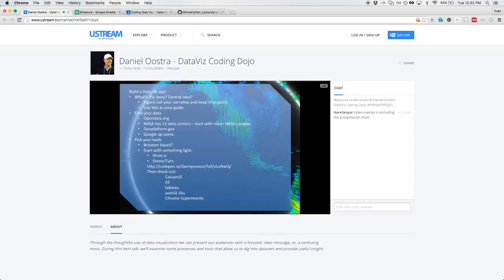Next, you've got to pick your tools. Are you going to do something browser-based? Are you going to use a tool like Tableau? Are you going to do something very light? What I would suggest is to start with something light. Start with something like VizJas that I want to show you right now. So let me get back over to there.